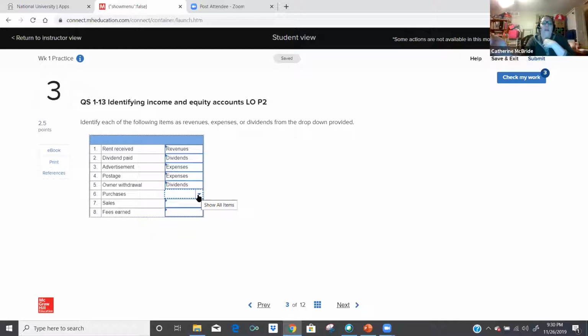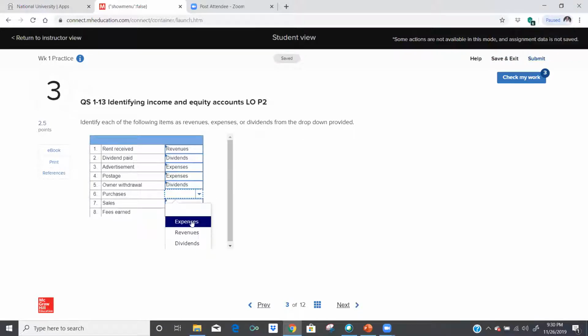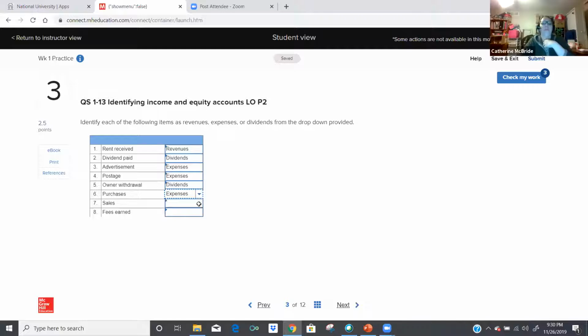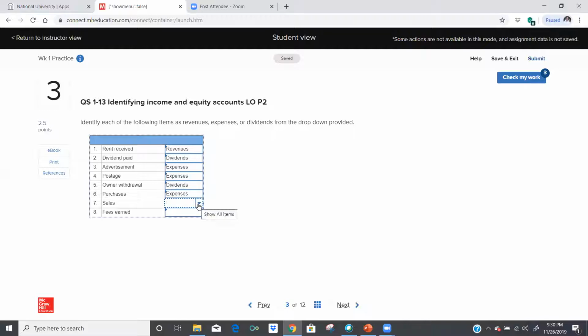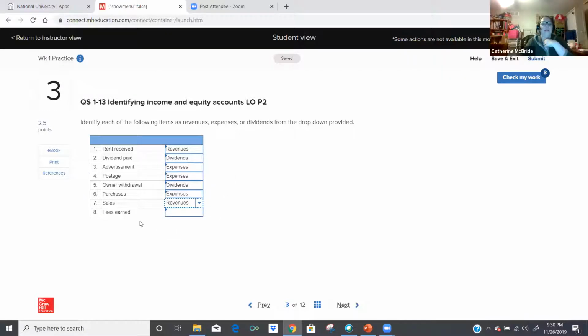In order to sell something, we have to make purchases. When we make a purchase, it's so that we can sell. So if we purchase something, is that revenue, expense, or a dividend? Expense. Yep. Sales, when we make a sale, is that revenue, expense, or a dividend? Revenue. Yep, it's revenue.